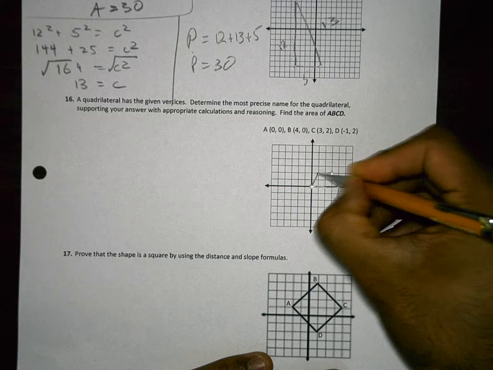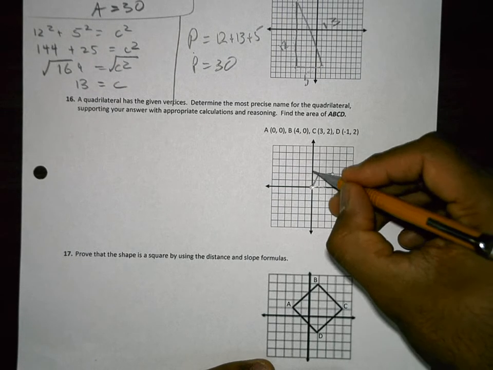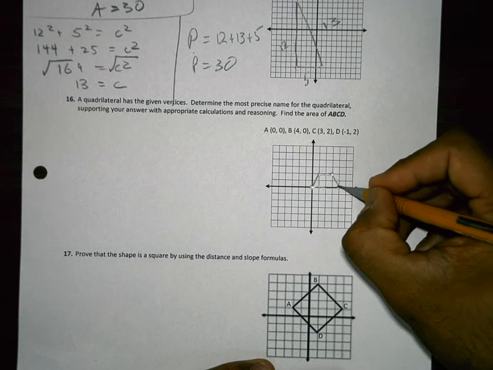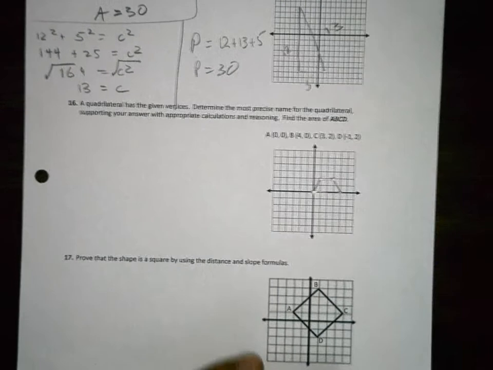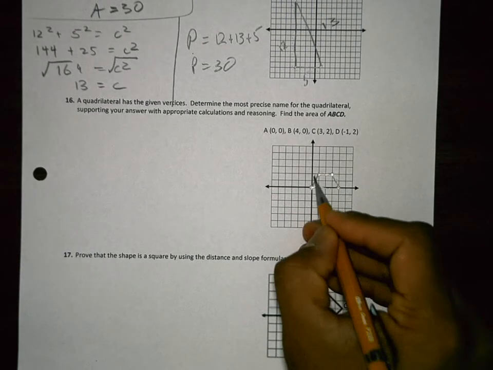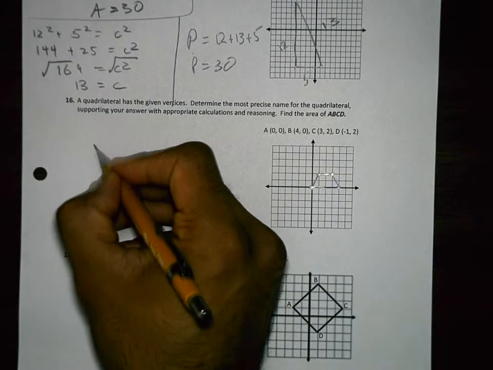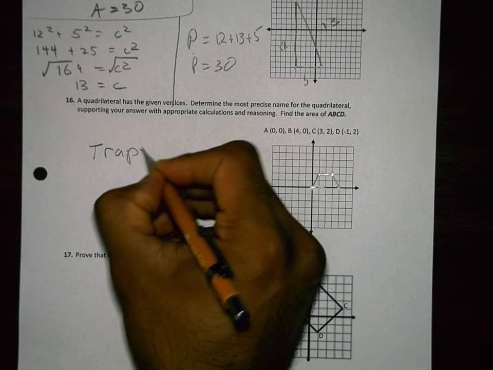Okay. Well, it's pretty obvious that this side and this side aren't parallel. I can check the slopes. That's up 2 over 1. This is up 2 back 1. So those slopes are not parallel. They're not the same. Okay. So that tells me it's not a parallelogram. These both have slopes of 0. Okay. So there's one set of parallel lines, and that is a trapezoid.